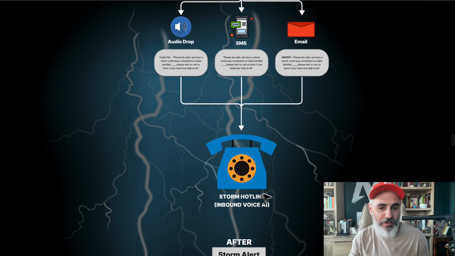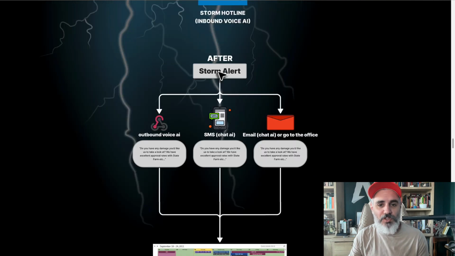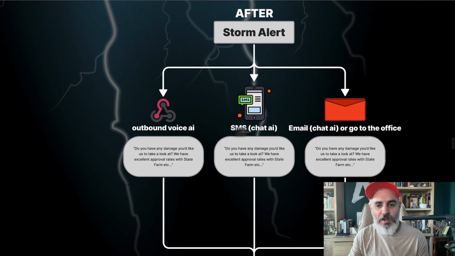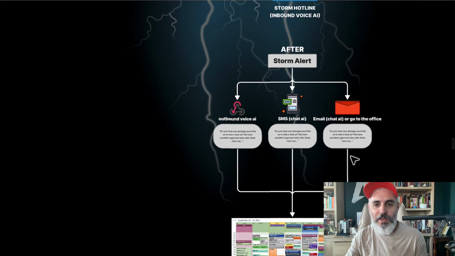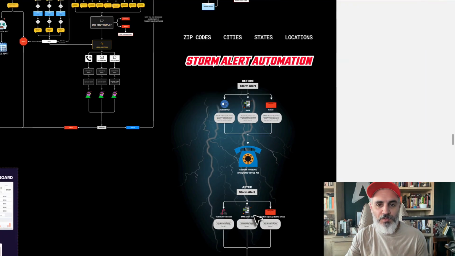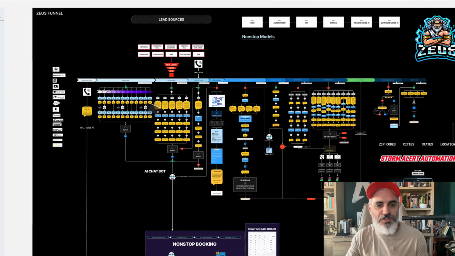And this is really just your inbound voice AI. That way, anybody can call at any point. The inbound AI can take on, I think, 20 calls simultaneously at a time. And then after the storm, you would trigger this, and it would basically do an outbound voice AI, a text, and an email that would all go out and ask if they were affected and if they need some help. And if they do, it'll schedule them. This is super useful. So anyway, that's a general overview of how this whole system works.